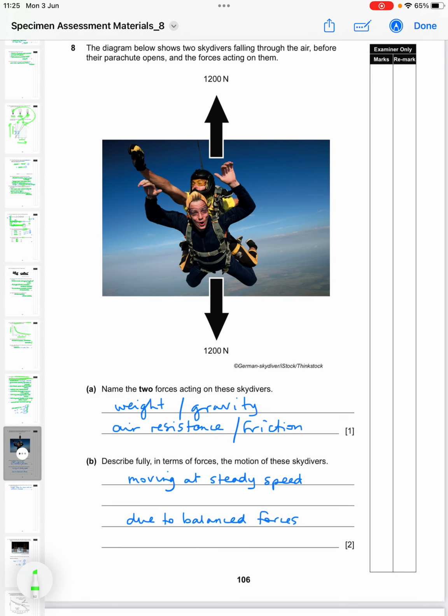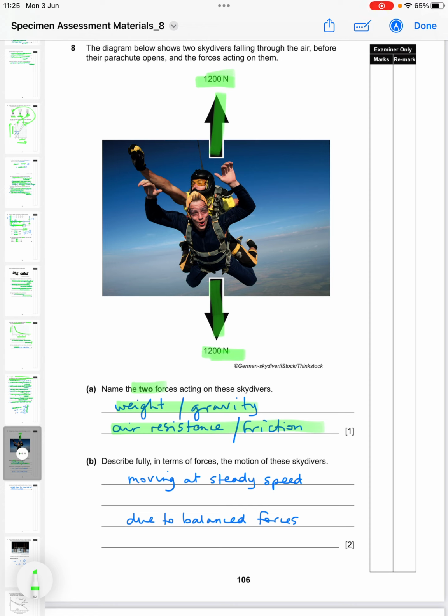Then the diagram shows 2 skydivers falling through the air before their parachute opens and the forces acting on them. So we have this going upwards, which is 1200 newtons, and going down we have 1200 newtons. Name the 2 forces acting on these skydivers. The one going down is obviously weight or gravity, and then the one going up would be air resistance or friction, so it's pushing against them as they're falling down.